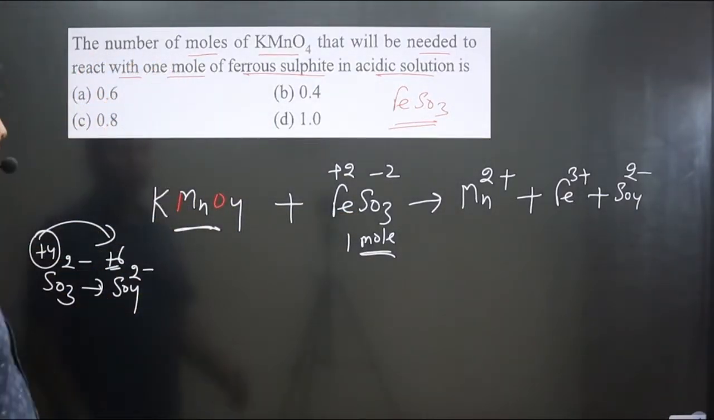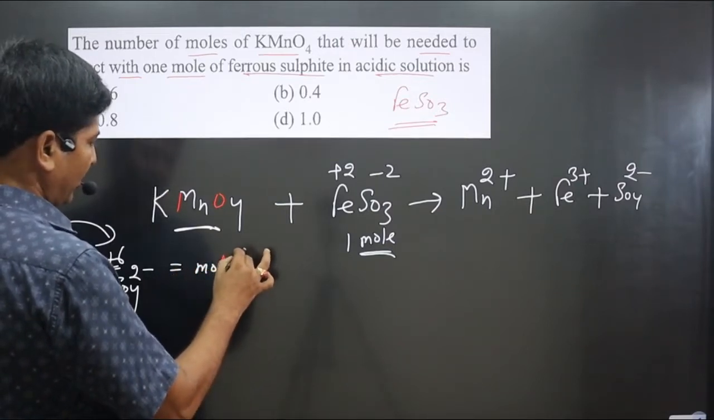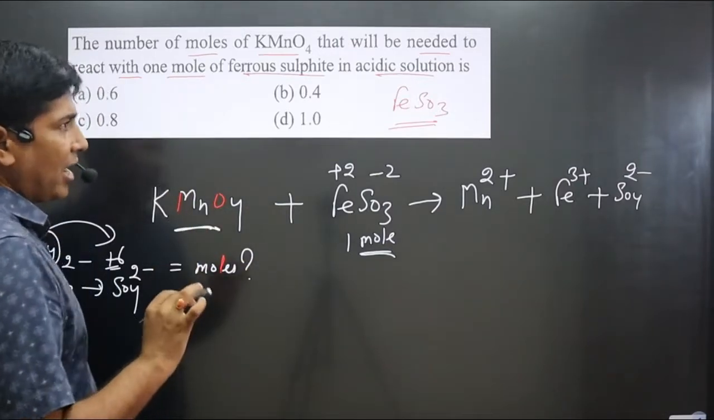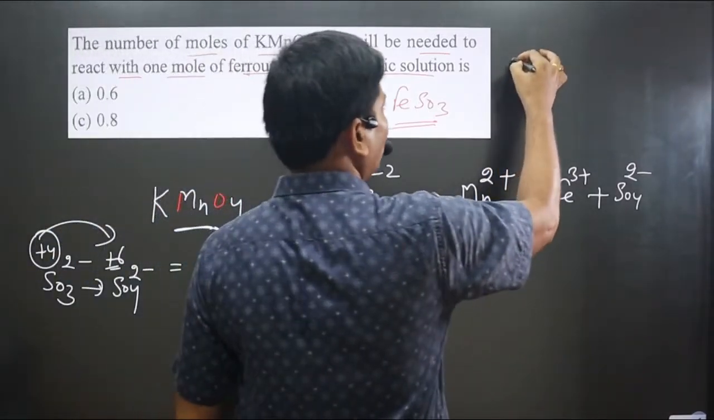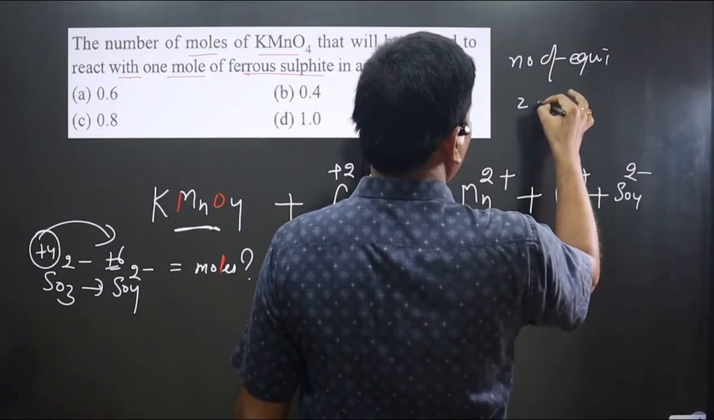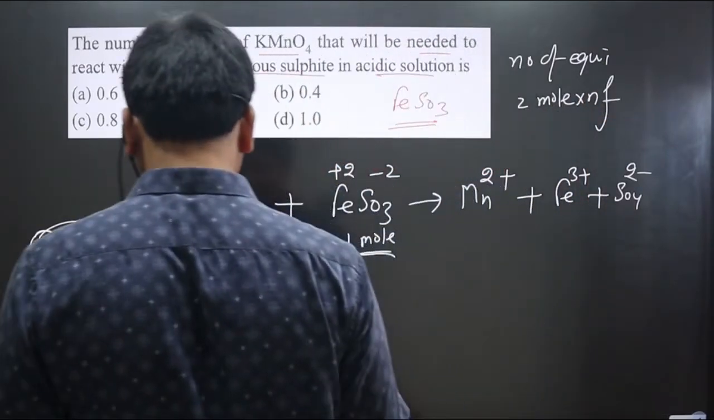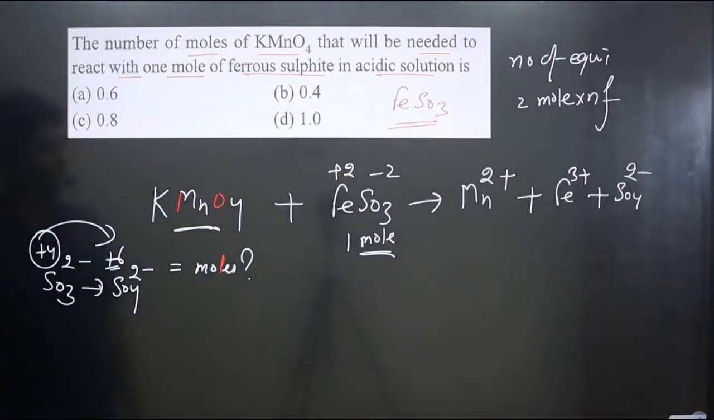We have to calculate the number of moles of KMnO4. For the number of equivalents, the formula is: number of equivalents is equal to moles multiplied by the n factor. We need to calculate the n factor. The equation is ready and we can easily calculate the n factor value.